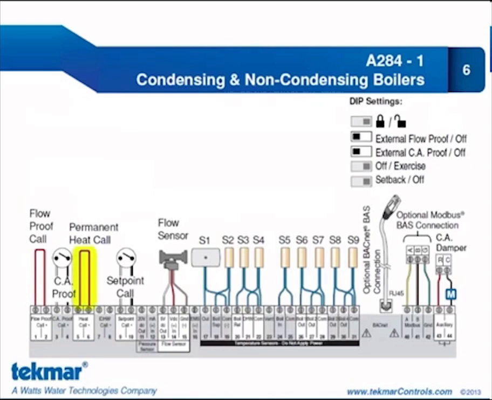Our next call is our heat call. Now in this case, we are doing space heating with zones that are equipped with TRVs, so we don't have any zone valve end switches to bring back for a heat call. We also don't have any thermostats that can switch on and off to provide a heat call. So in this case, we have installed a jumper across the heat call terminals to provide a permanent heat call.